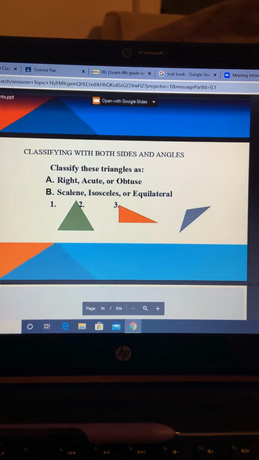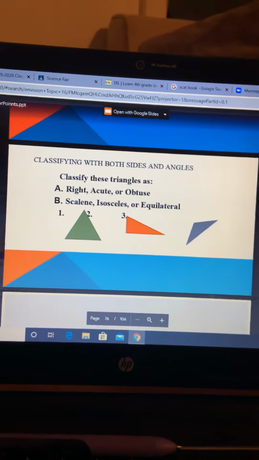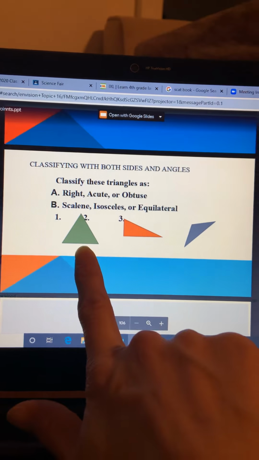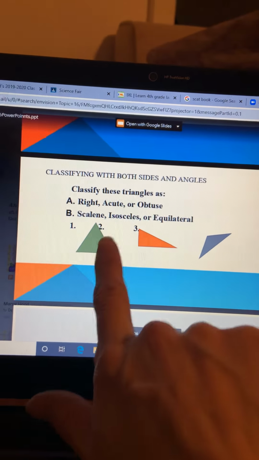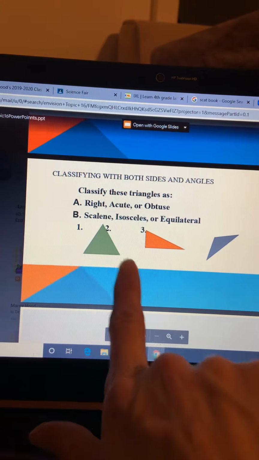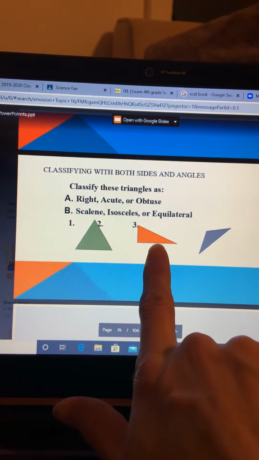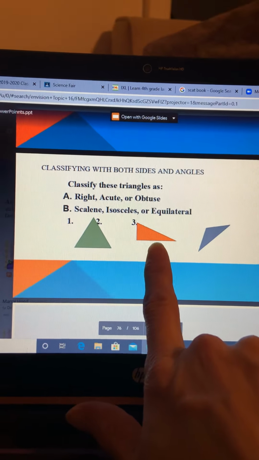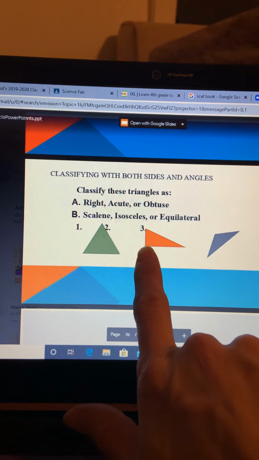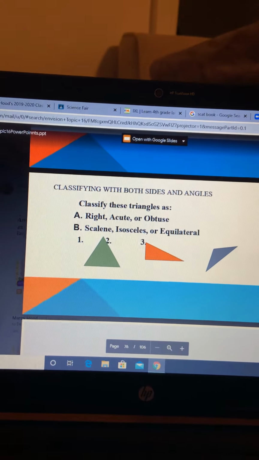Classifying it by its angle and its sides. So first we have this one. This one would be equilateral because it has equal sides, and it would be acute because it has three acute angles. This one would be a right triangle because it has a right angle right here, and it would be scalene because none of the sides are the same length.